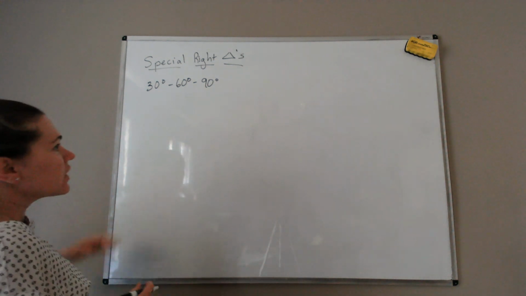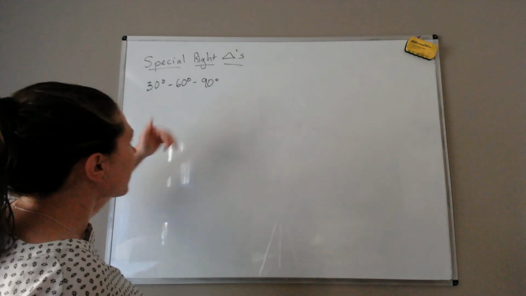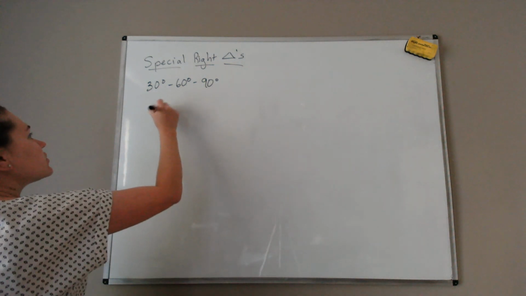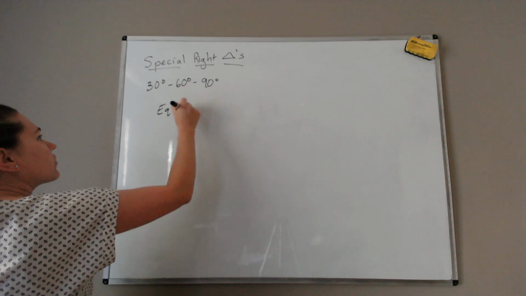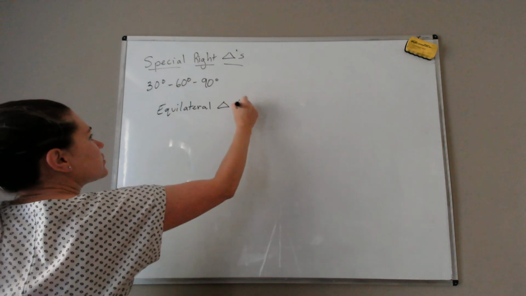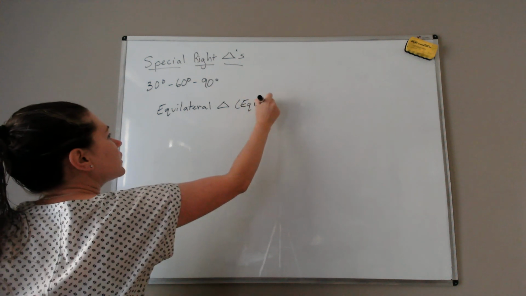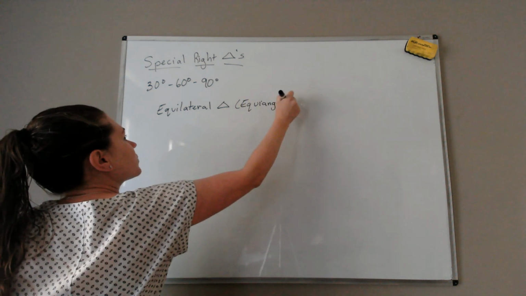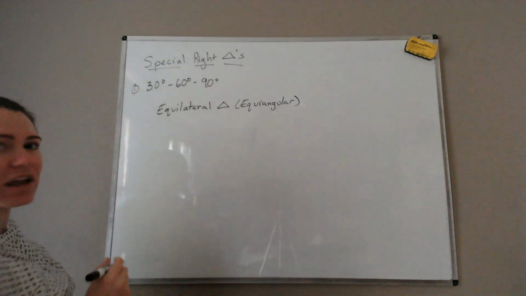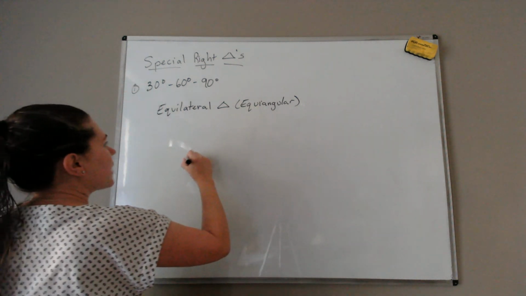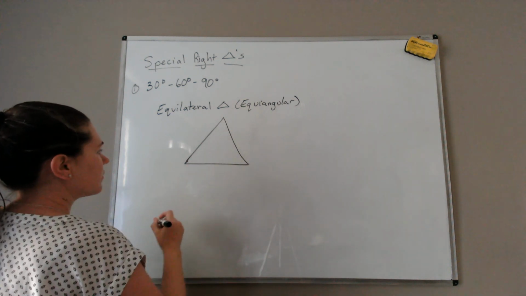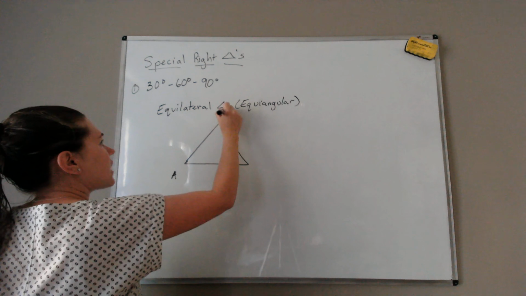Okay? So in order to find information about a 30, 60, 90, we're going to start by making an equilateral triangle. Now remember, an equilateral triangle is also equiangular, and from this we're going to build to this special right triangle, the 30, 60, 90. So if I take an equilateral triangle, triangle ABC is equilateral.